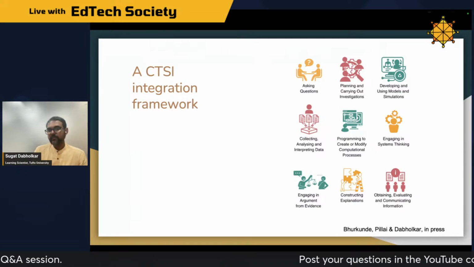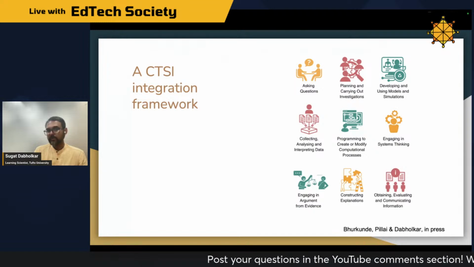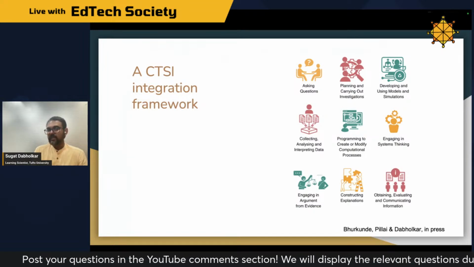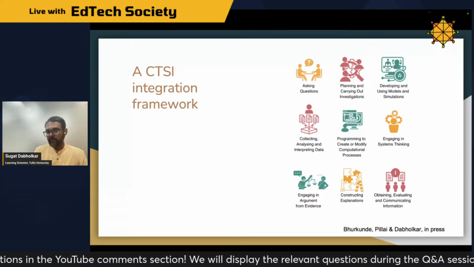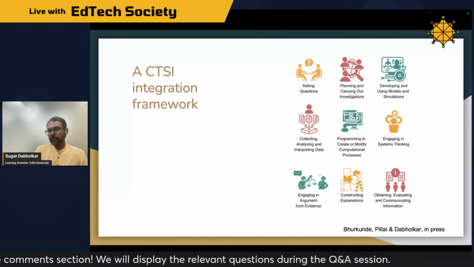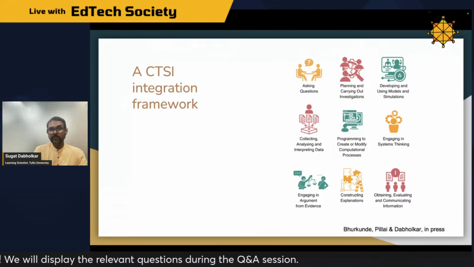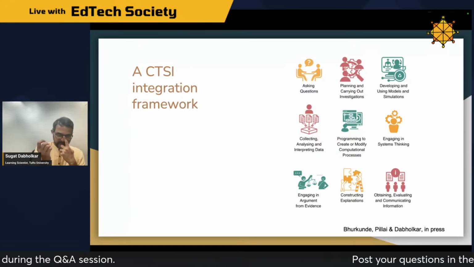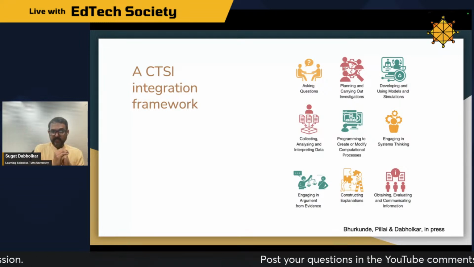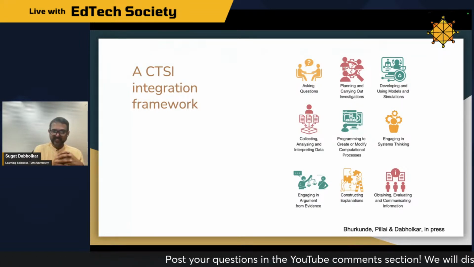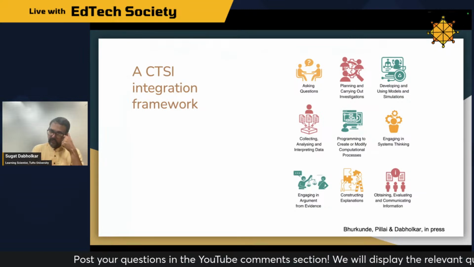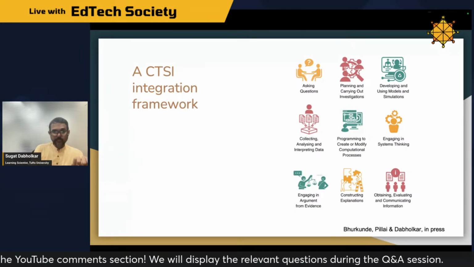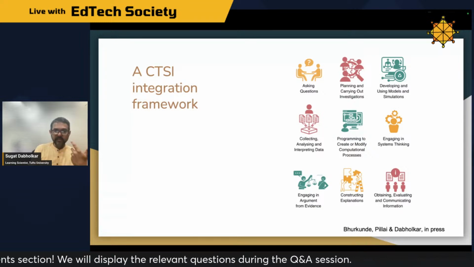collecting, analyzing and interpreting data, programming to create or modify computational processes, engaging in systems thinking, engaging in argument from evidence, constructing explanations, obtaining, evaluating and communicating information. So if we intentionally put these nine practices, or some of these nine practices, in our different lessons, we are allowing students to engage deeply in an epistemically agentive way.